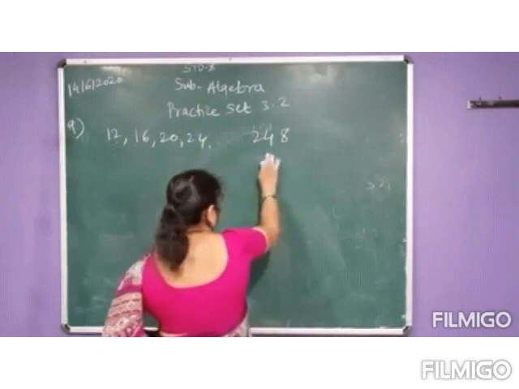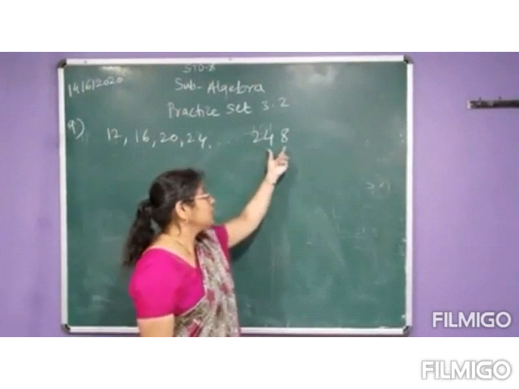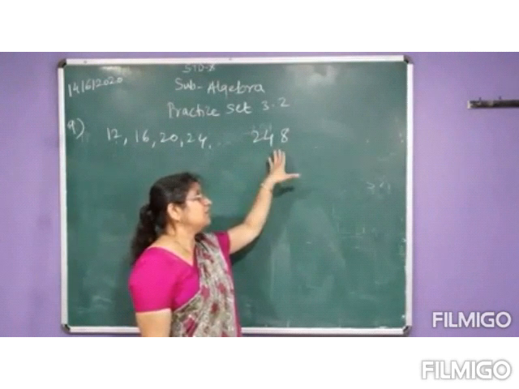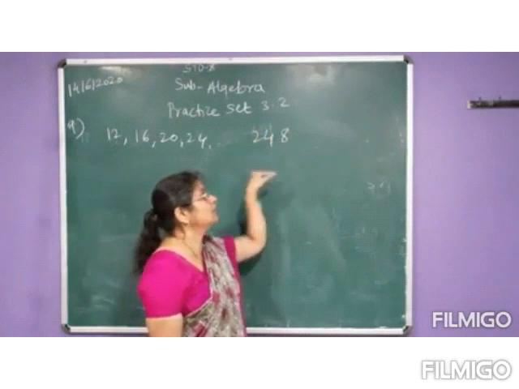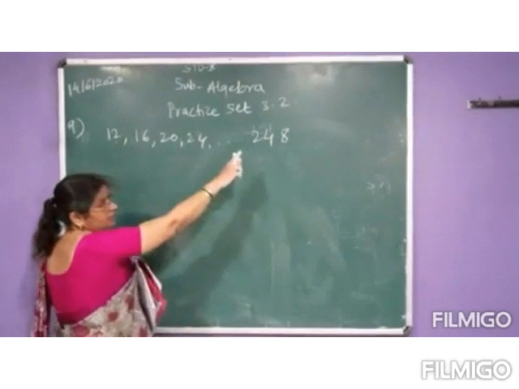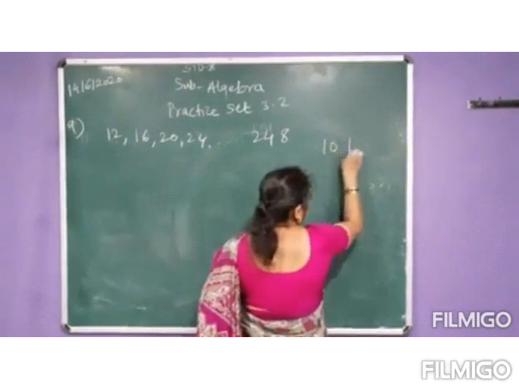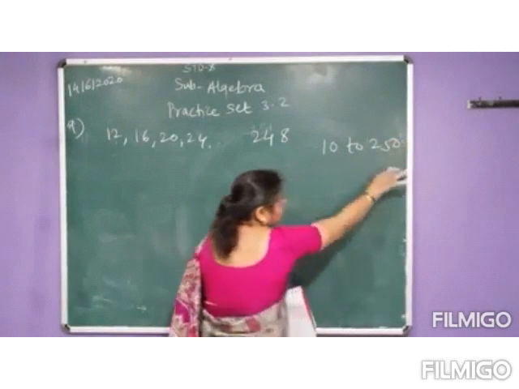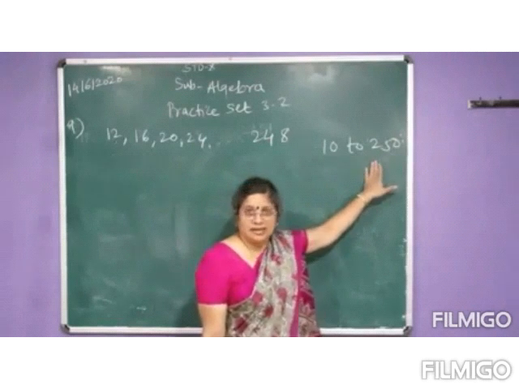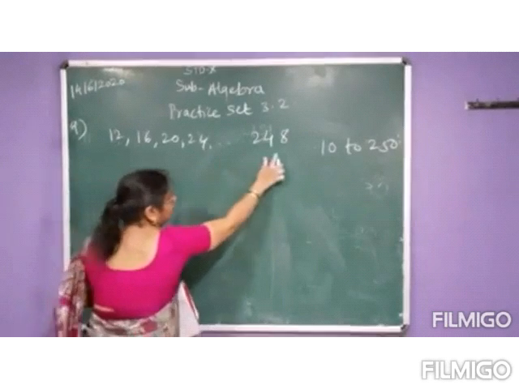Now what is the divisibility rule of 4? If you see divisibility of 4, the last two digits of any given number, if they are divisible by 4, then that whole number is divisible by 4. Correct? So 248 is the last number because the range is given, that is from 10 to 250. From these numbers, how many are divisible by 4? Correct? So this is our arithmetic progression.